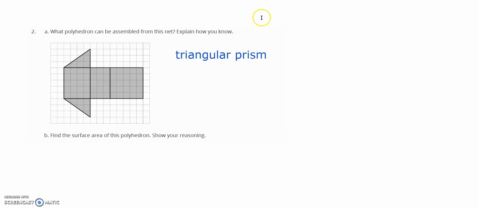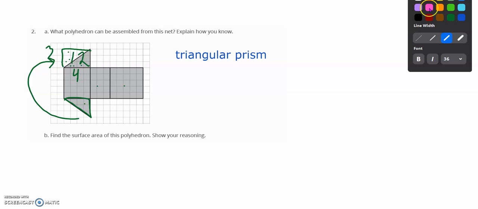All right, now it says find the surface area of this polyhedron, which is a triangular prism. I want to find the surface area, which means we need to find the area of all of these shapes. I noticed that I could take this triangle and move it up here and put this triangle right here. And now I have a rectangle up here that has a side of 3 and a side of 4. I know that 3 times 4 is 12. So that rectangle is 12.